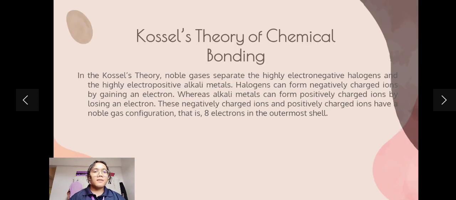Next we have Kossel's theory of chemical bonding. In Kossel's theory, noble gases separate the highly electronegative halogens and the highly electropositive alkali metals. Halogens can form negatively charged ions by gaining an electron, whereas alkali metals can form positively charged ions by losing an electron. These negatively charged ions and positively charged ions have a noble gas configuration, that is 8 electrons in the outer shell.